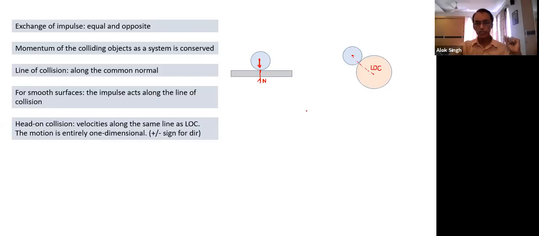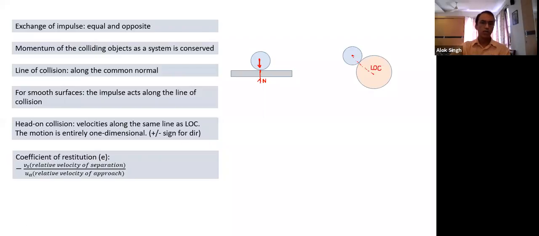Even for vectors, we can take care of direction with plus and minus signs alone. That makes things easy. A plus or minus sign is enough to deal with a vector quantity. So we like head-on collision for that reason. Later on we'll see that even oblique collision can be dealt with similarly to head-on collision. So we define something called the coefficient of restitution. What is the coefficient of restitution?